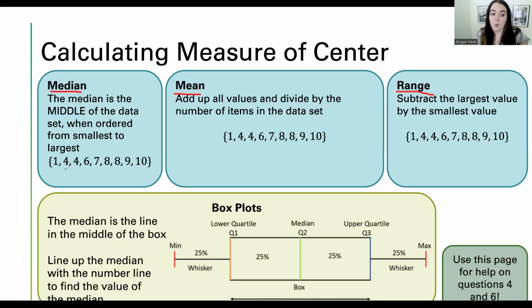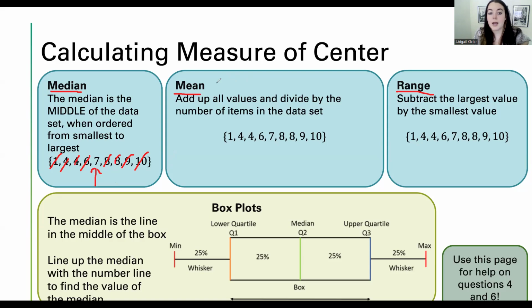So this data set, 1, 4, 4, 6, 7, 8, 8, 9, 10, it is in order. So we're going to find the median or the middle of the data set. The way I like to do it is I just cross off evenly from both sides, going from smallest to largest and moving towards the center. In this data set that leaves us with one number in the middle, and that number is 7. So by calculating the median of this data set, we were able to find that the median of this data set is 7.